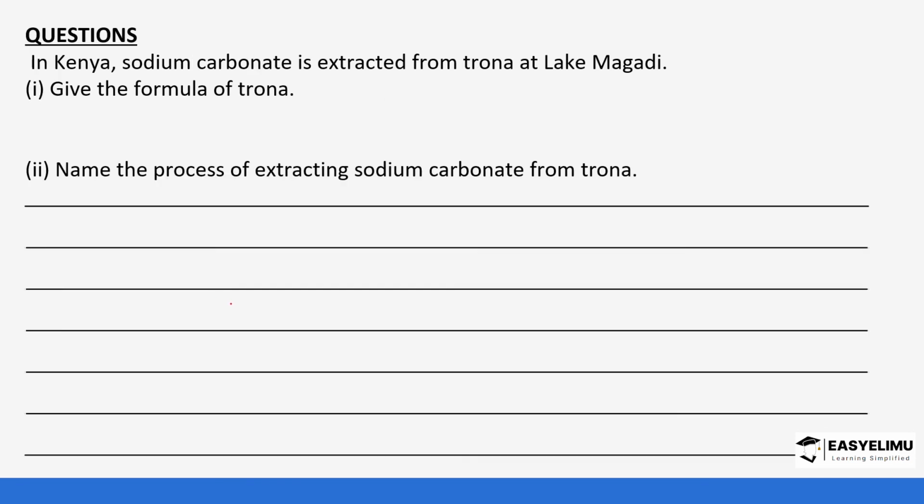In Kenya, sodium carbonate is extracted from Trona at Lake Magadi. Give the formula of Trona. We said Trona is a combination of sodium carbonate and sodium hydrogen carbonate and 2 molecules of water. It is a double salt.